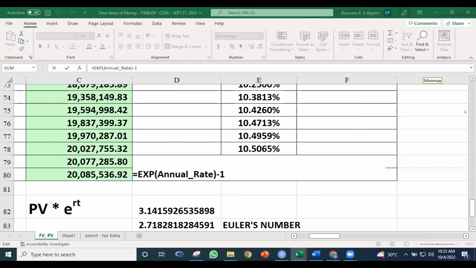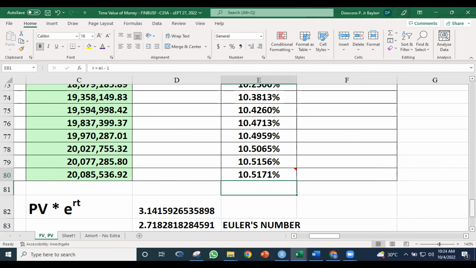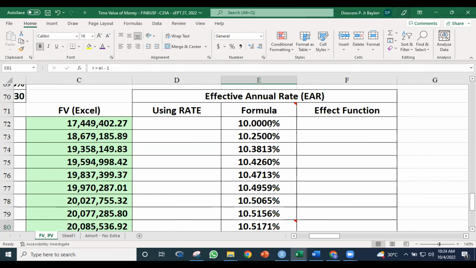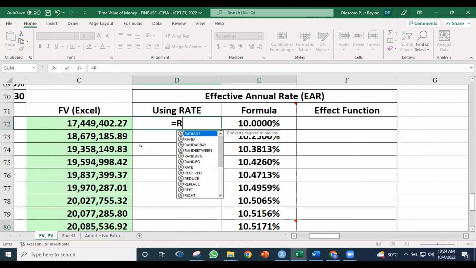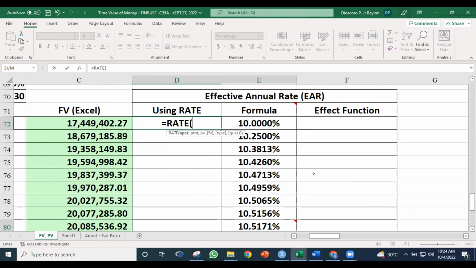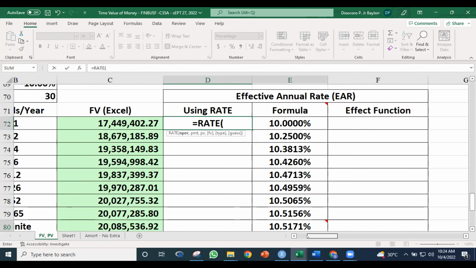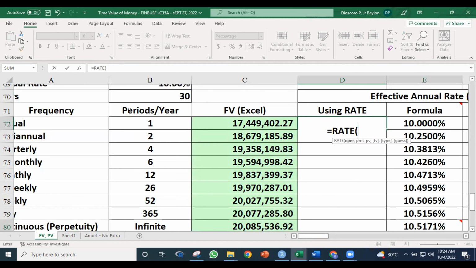Any other questions, class? All right, so no more questions. We learned how to get that using the formula. But we also know a function, the RATE function, because we have the future value and the present value. So RATE. What's our NPER? Our NPER should be the number of years multiplied by 1, right? Is that it, class?